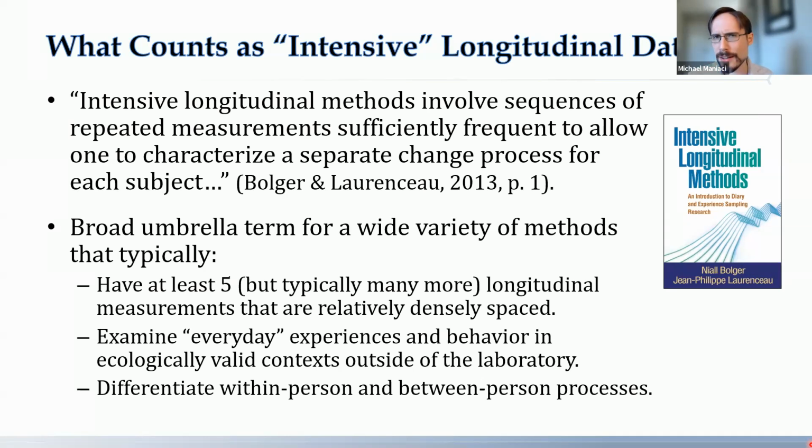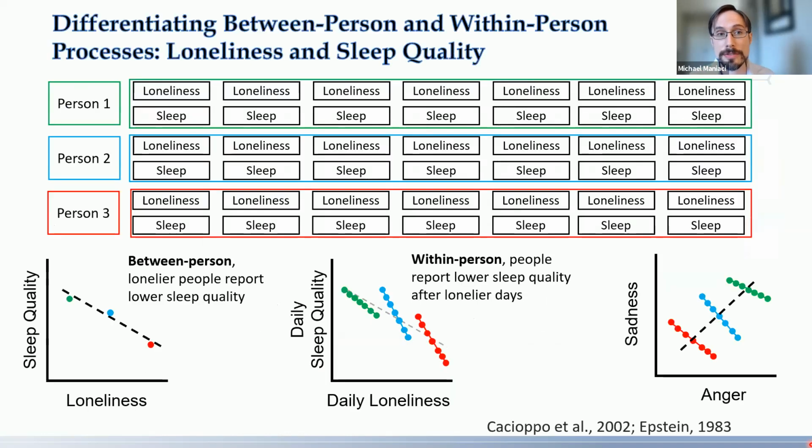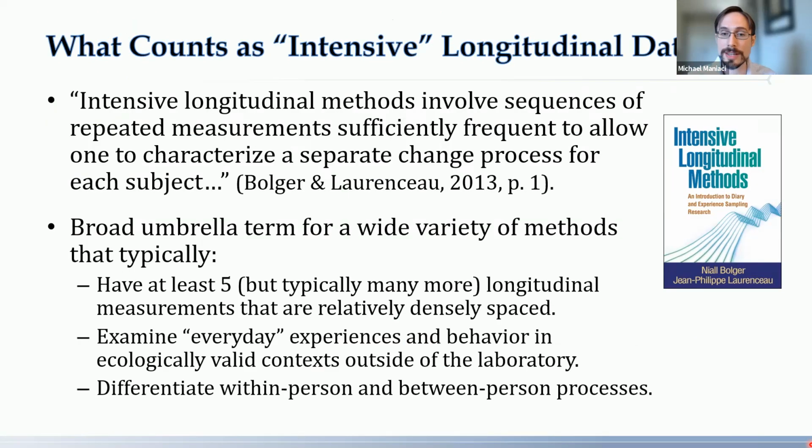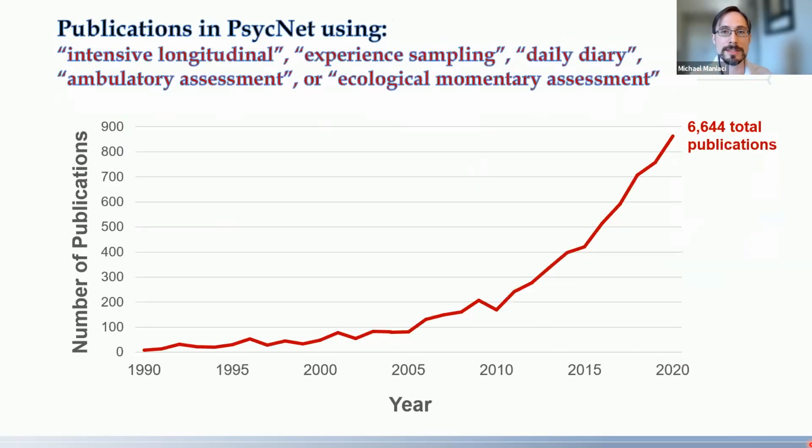These methods are often, again, not always, but often designed to clearly differentiate within person and between person processes, often to sort of clearly narrow in on those within person effects, or to look at how within person and between person effects can interact. So for instance, in the context of loneliness, maybe someone who is chronically lonely might respond differently to a transient shift in their loneliness. So we can look at these cross-level interactions.